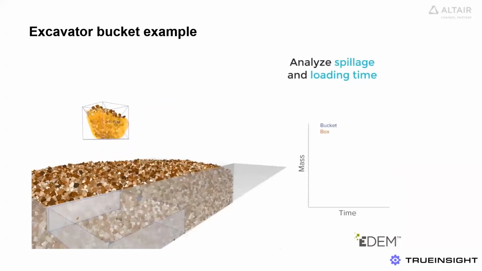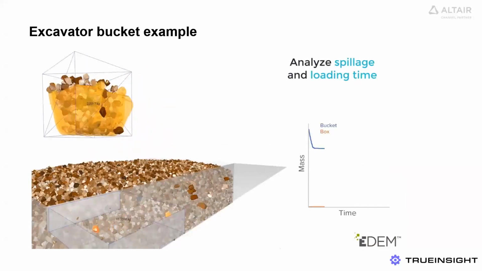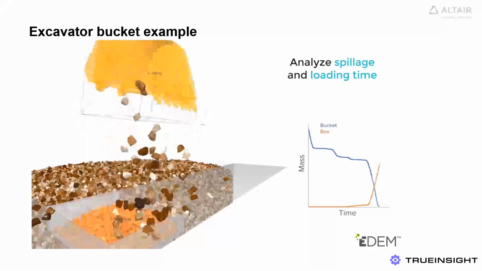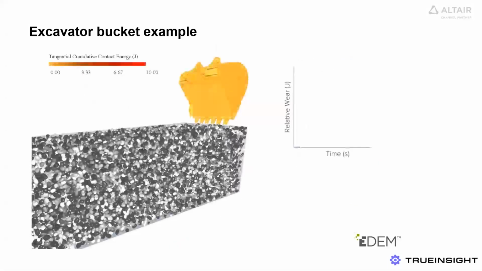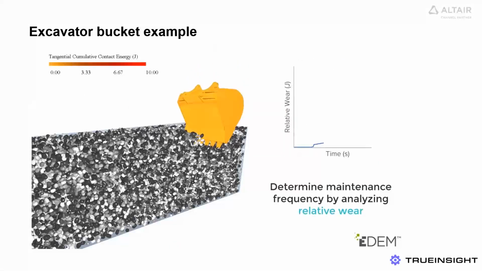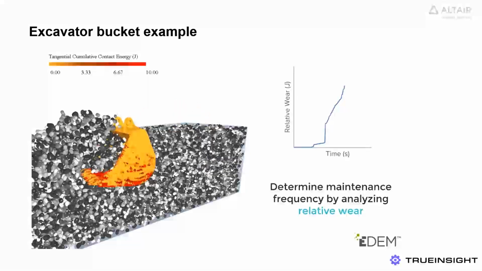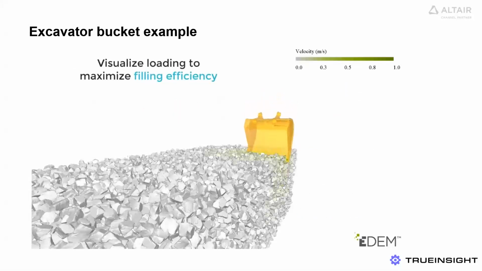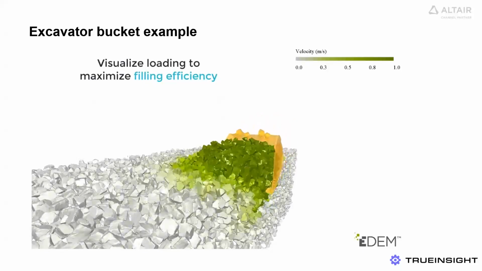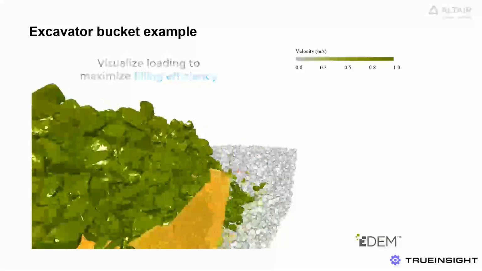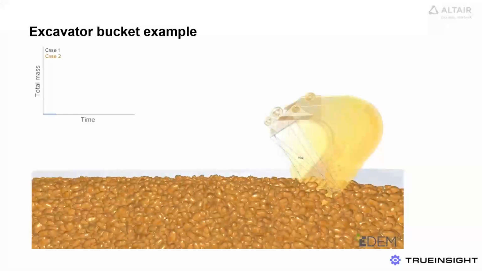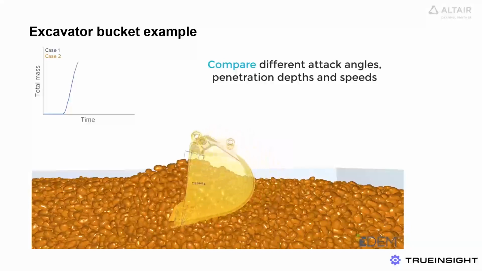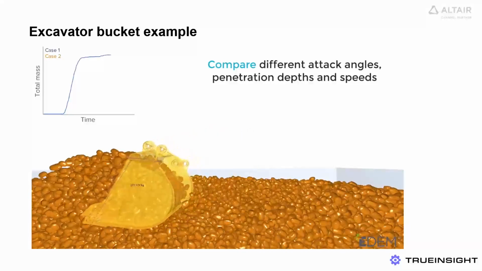Or you could look at the mass in the bucket over time to investigate spillage. It's also possible to analyze and predict wear on the bucket to identify areas that will experience more wear. Or perhaps the total mass of material contained within the bucket, which you could alter by changing the angle of attack, penetration depth, or speed of the bucket.